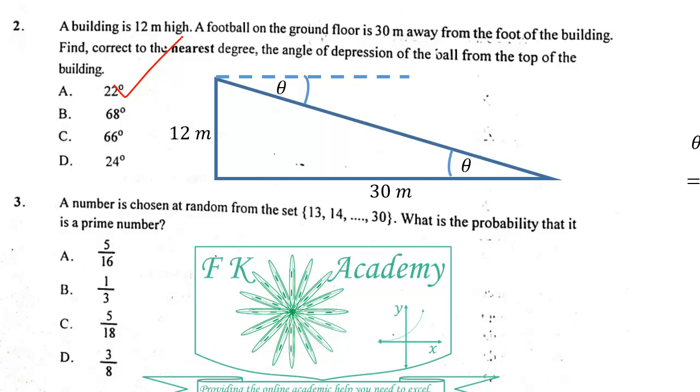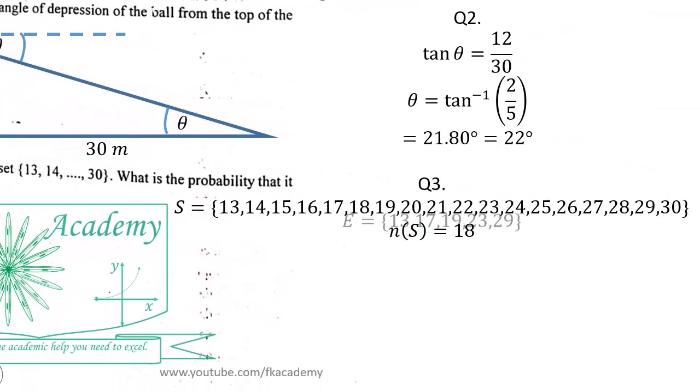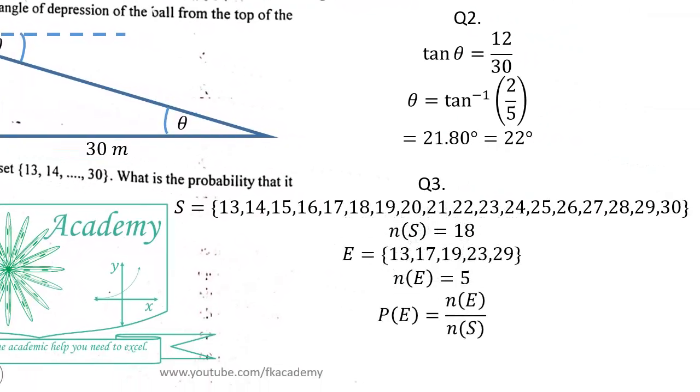A number is chosen at random from the set. What is the probability that it is a prime number? So the probability will be 5/18.